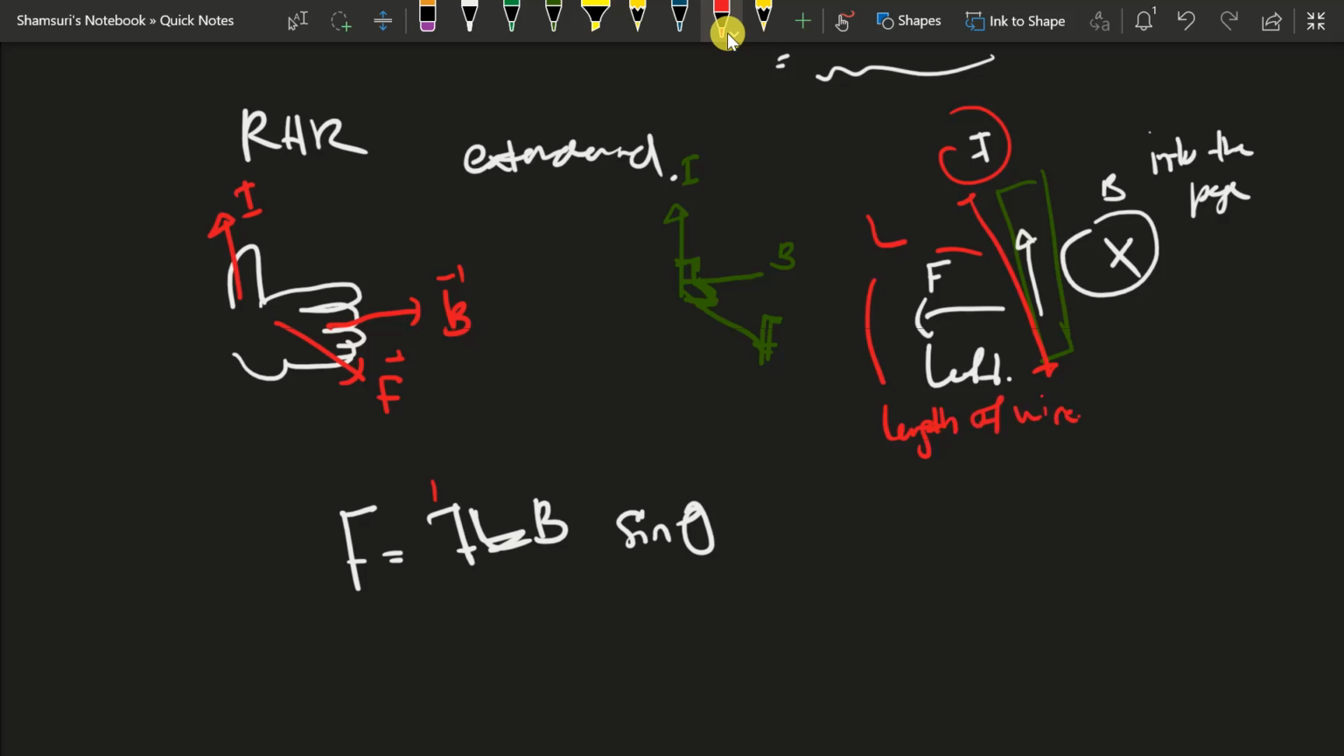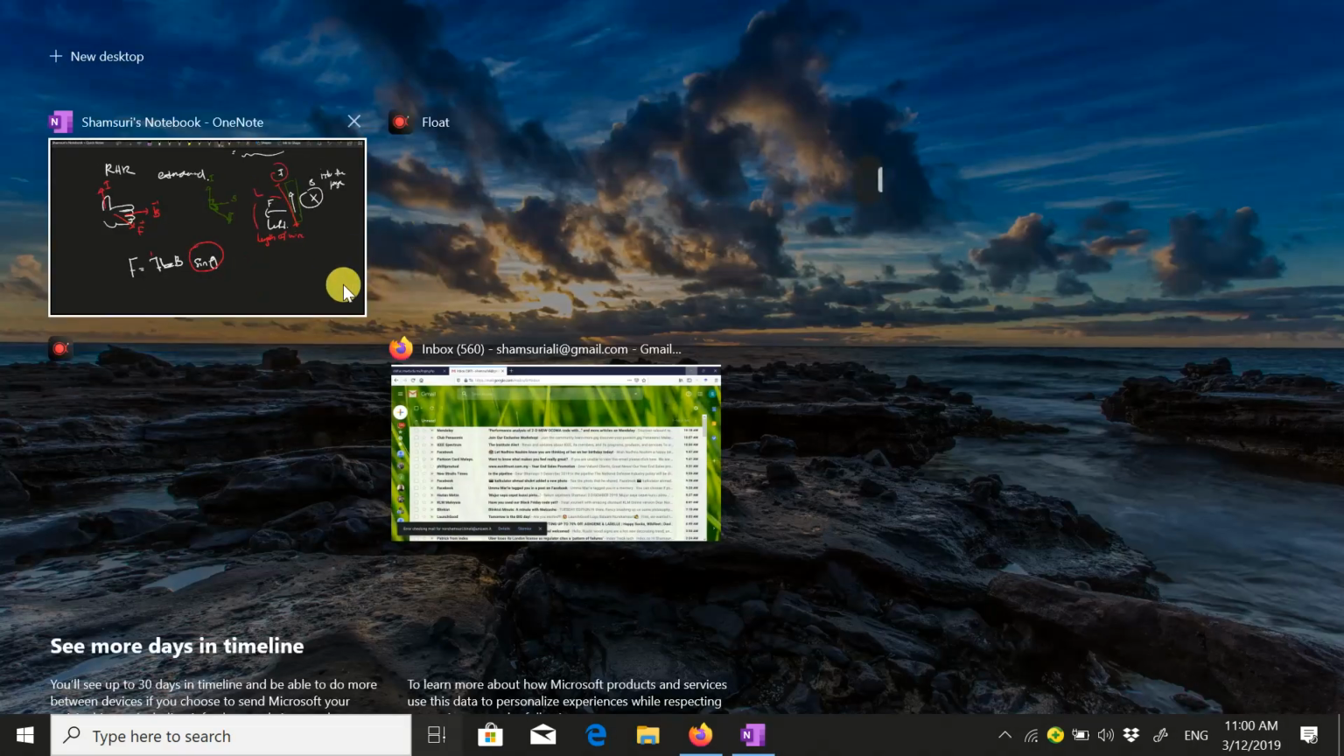And then we have B, the magnetic field. And then again, we need to know the sine theta. What is the sine theta?